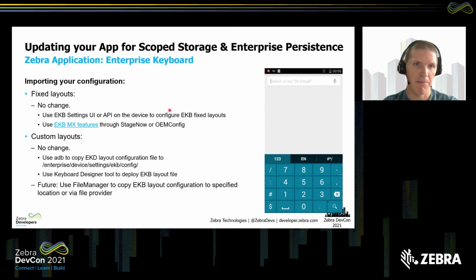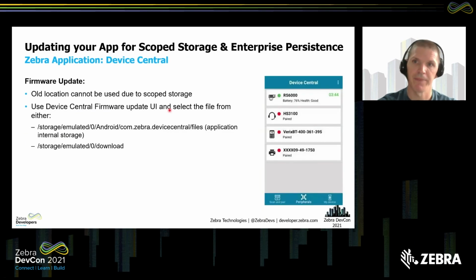There is an EKB MX feature that you can use. For custom layouts, again, no change. You can use ADB to copy those to the device after they have been exported by the keyboard designer tool. In future, similar to EHS, we will be moving towards that file manager to copy the config files in a scoped storage compliant manner that doesn't involve ADB.